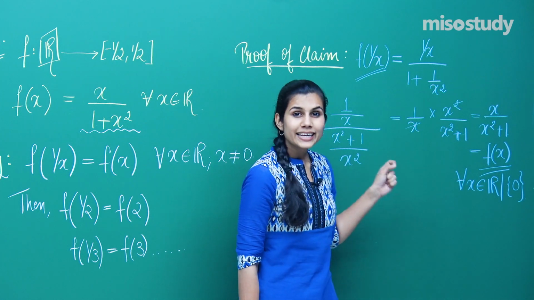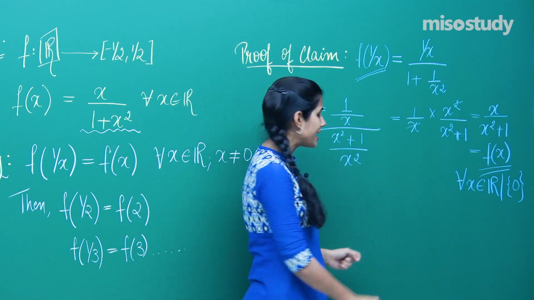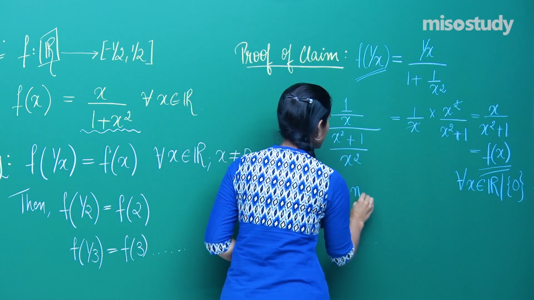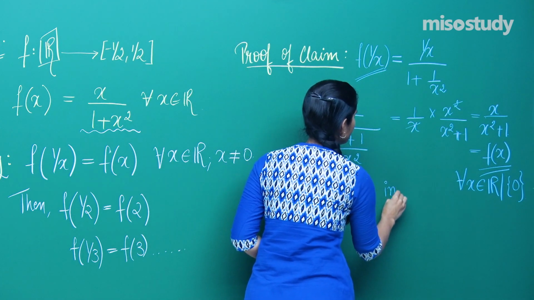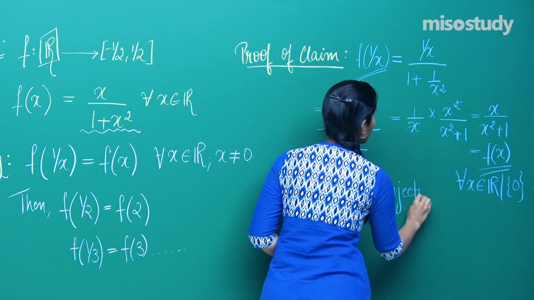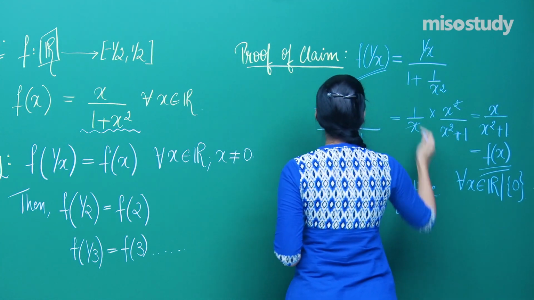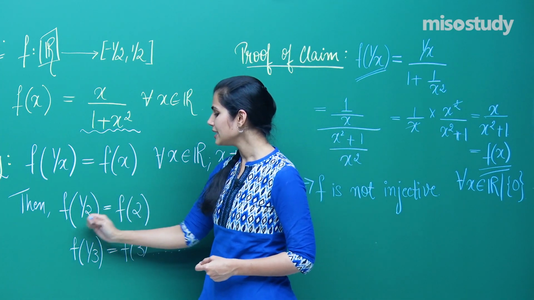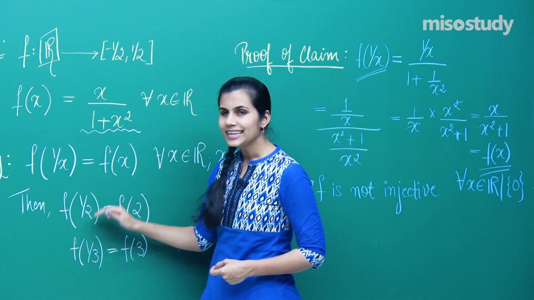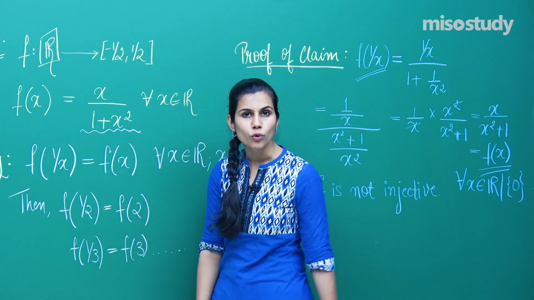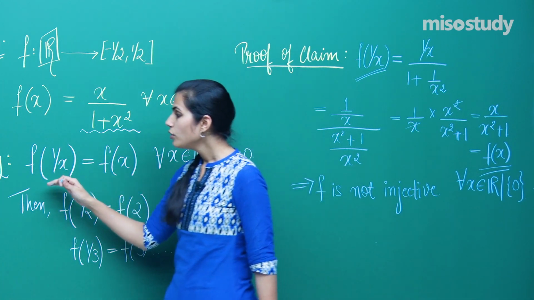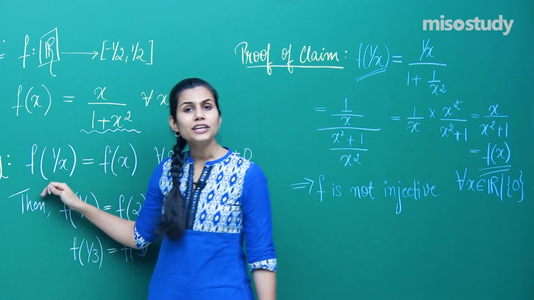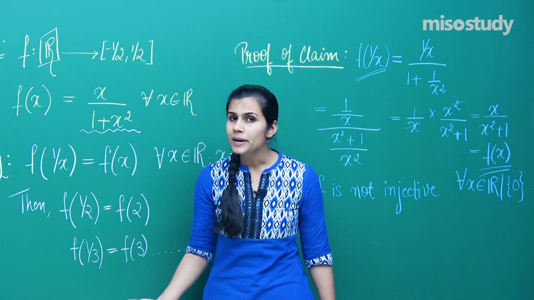And therefore, it is enough to declare that this implies f is not injective, or not 1, 1, because this claim's proof leads to this observation that distinct members of the domain are getting mapped to the same member of the codomain. And so, this particular method has actually worked out. You can use other methods also.